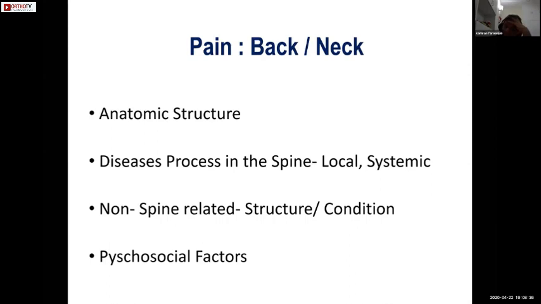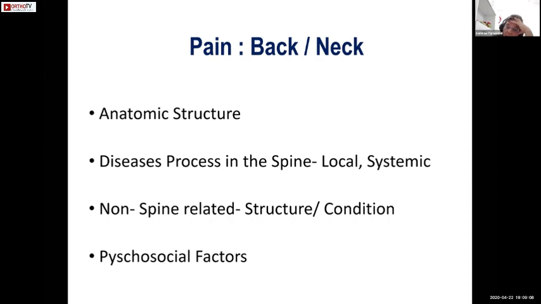We have to try to, from the history, narrow down what the anatomic structure involved is. Then we have to filter out whether the disease process in the spine is local or systemic, or whether it is a non-spine-related problem. For example, a visceral problem like retroperitoneal fibrosis or some tumor in the abdomen can be compressing the nerve root and causing some kind of radiating pain. So we need to filter these out.